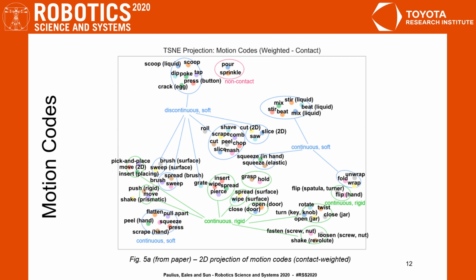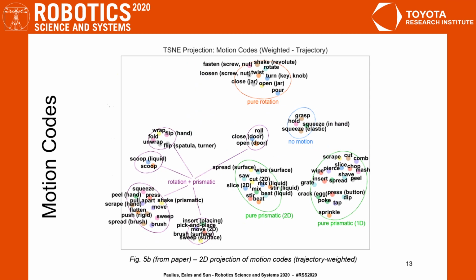With motion codes and the motion taxonomy, however, we can define distance metrics that capture important mechanical characteristics. In this slide, we show a 2D projection of motion codes using the same t-SNE algorithm. Here, we show how distances that prioritize contact cluster similar motions together, while dissimilar motions are further apart.